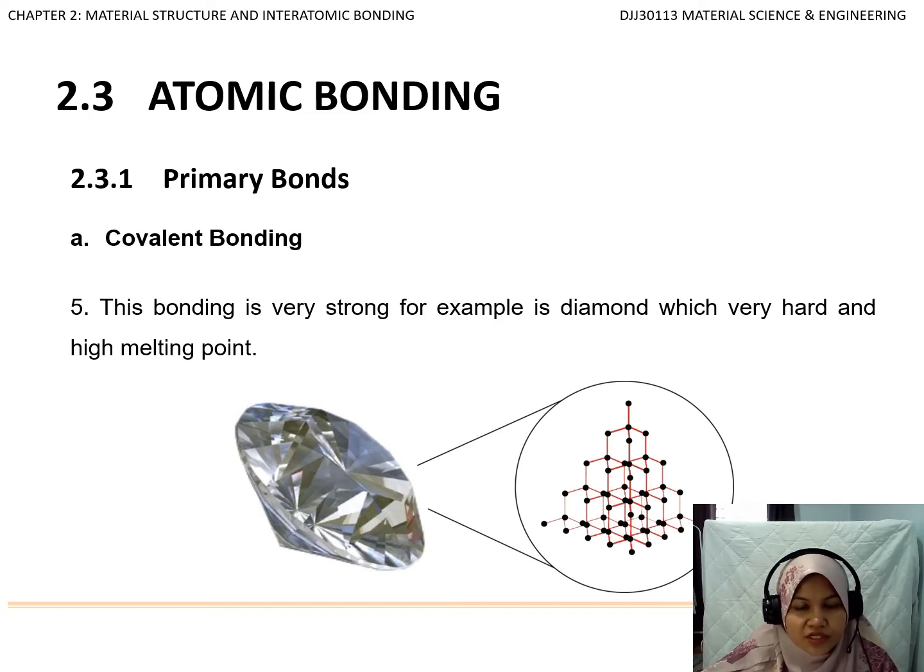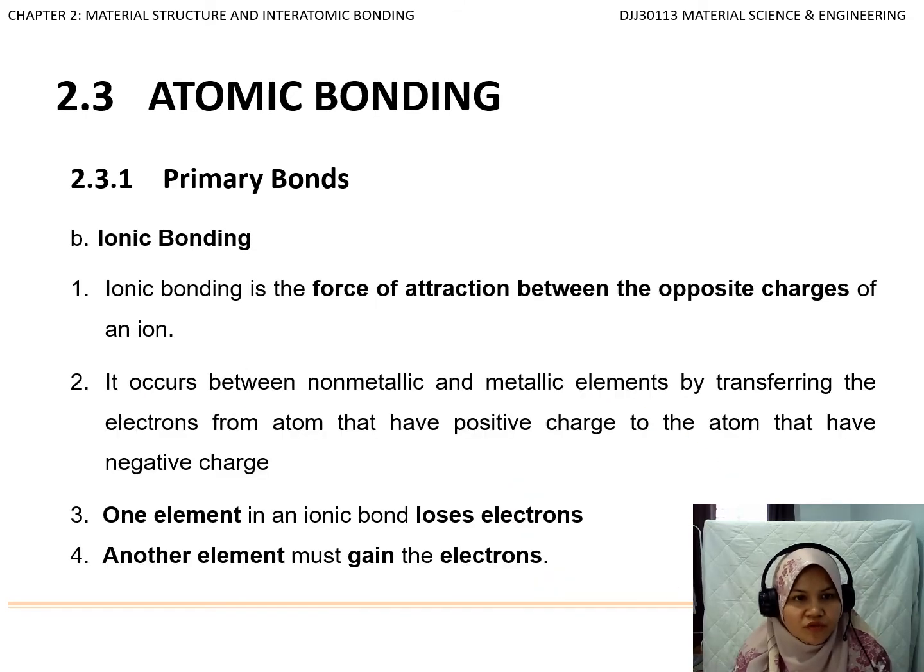This bonding is very strong. For example, is diamond. Okay, diamond sangat strong. Okay, sebab dia covalent bonding lah, and then it's very hard and have high melting point lah. Kau tengok dia punya ikatan ni sangat kuat lah. Okay, now we move to ionic bonding.